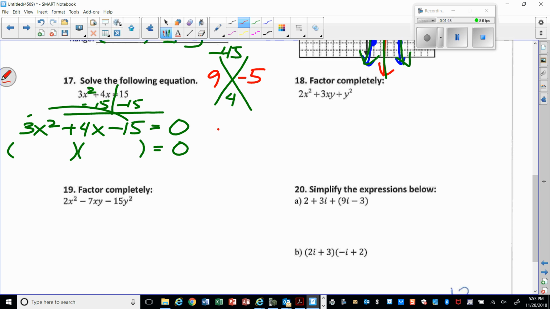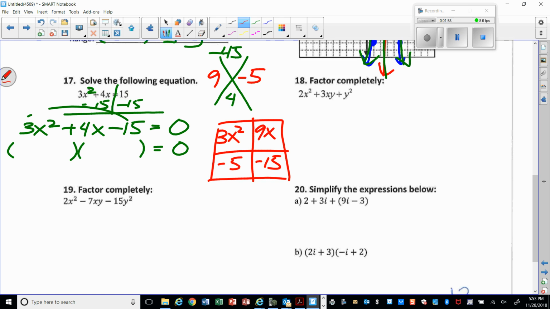All right, so now I'm going to do my box. First term here, 3x squared. Last term here, negative 15. And then I've got a 9x and a minus 5x. Okay, so now I'm just going to do the greatest common factor. So I've got a 3x for this row, and in this row I've got a negative 5, so 3x minus 5 is one of my factors.